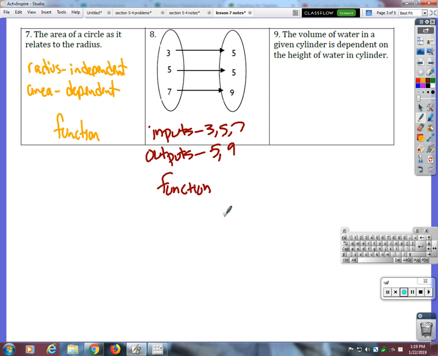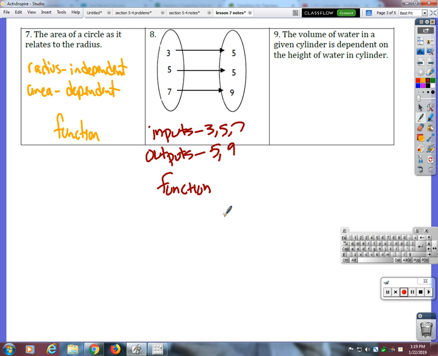So this one is here specifically to teach you the distinction between the inputs being the same and the outputs being different, or the inputs being different and the outputs being the same. The outputs can be the same, okay?